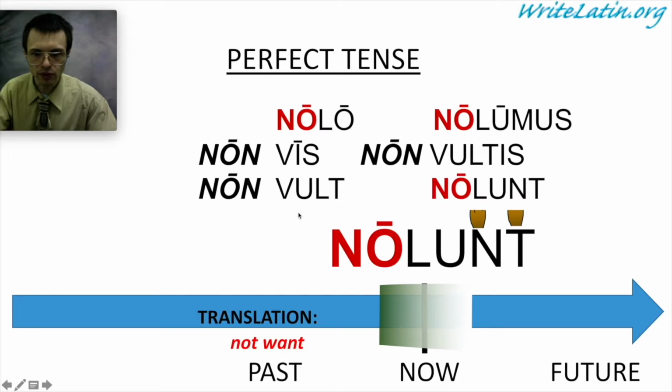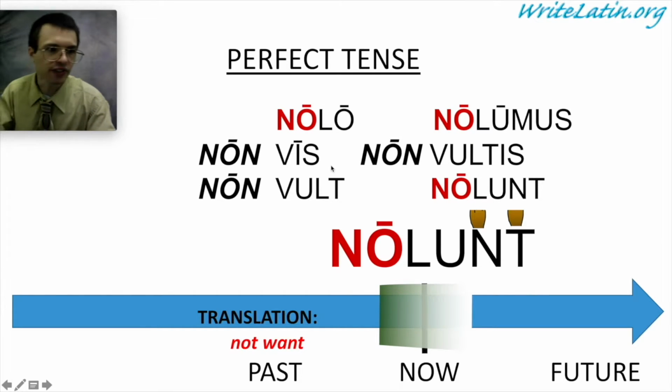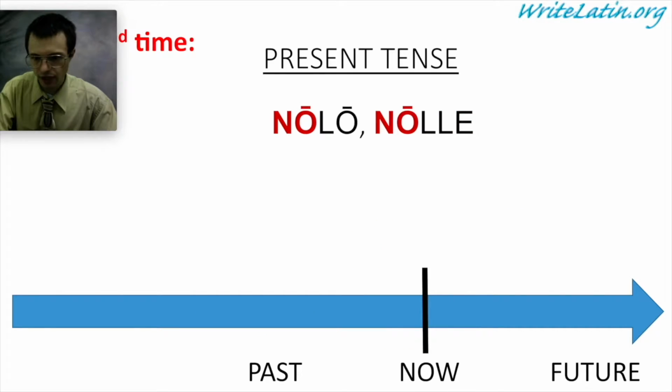So volo, vis, vult, volumus, vultis, volunt, and here it goes: nolo, non vis, non vult, nolumus, non vultis, nolunt. So yeah, they're very similar. It's kind of like a little rhyme. If you can get the sound in your ear, you'll be good to go. So take some time, stop the video, and make sure you can say this from memory. And here you can practice whether you said it from memory.